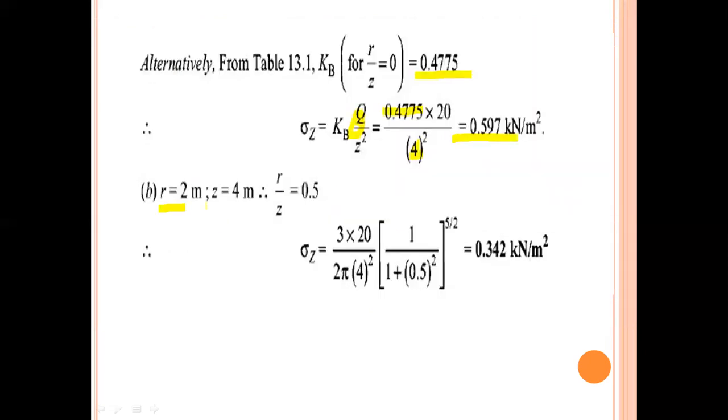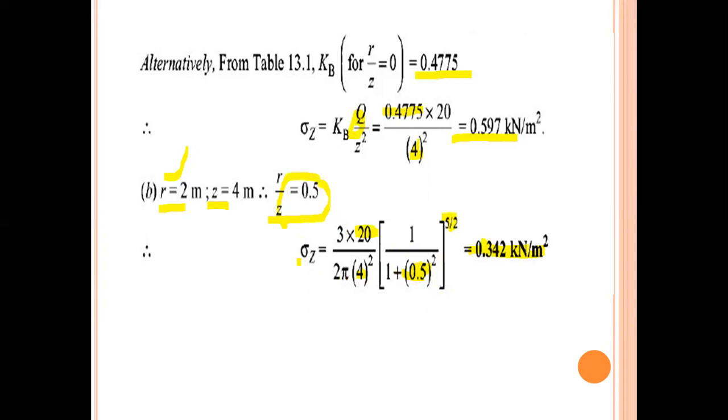Next one, R equals 2 and Z equals 4, R by Z equals 0.5. Previously R was taken as 0. Sigma Z equals 3 into 20 divided by 2 pi Z square into 1 by 1 plus R by Z whole square. So R by Z value is 0.5 and Q value is 20 and Z value is 4. 3 into 20 by 2 pi into 4 square, divided into 1 by 1 plus 0.5 square power 5 by 2, that equals 0.342 kilonewton per meter square.